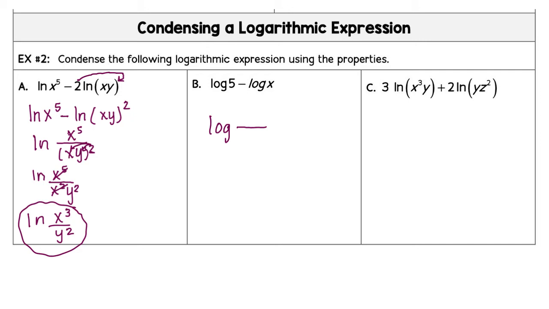It's log 5 over what? Yeah. Because log 5's a positive term, isn't it? So it goes on top. And log x is a negative term, so it goes on bottom. Groovy? Alrighty, let's try the last one.